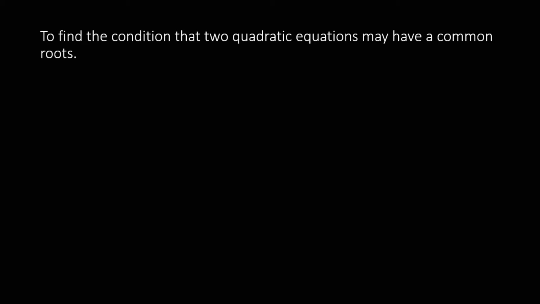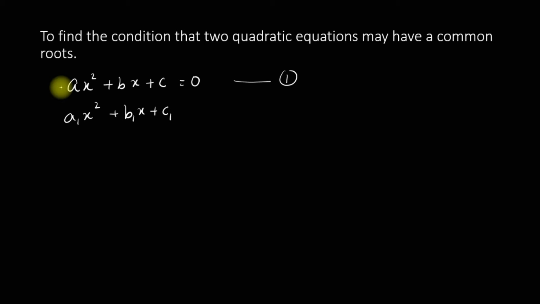Suppose we have two quadratic equations. The first quadratic equation is ax square plus bx plus c equal to 0, and the second quadratic equation is a1 x square plus b1 x plus c1 equal to 0. Now suppose alpha is a root which is satisfied by both the quadratic equations. So alpha must satisfy both quadratic equations.